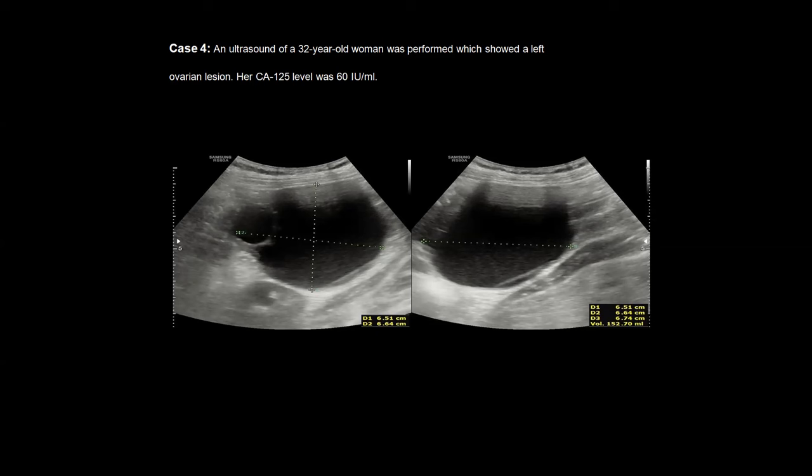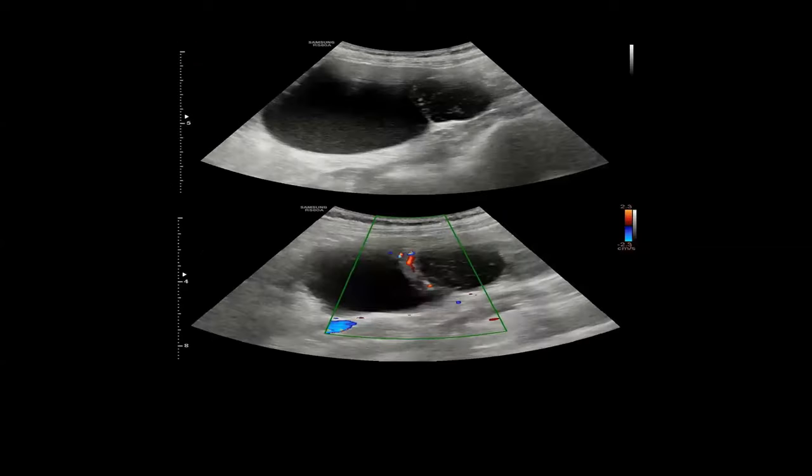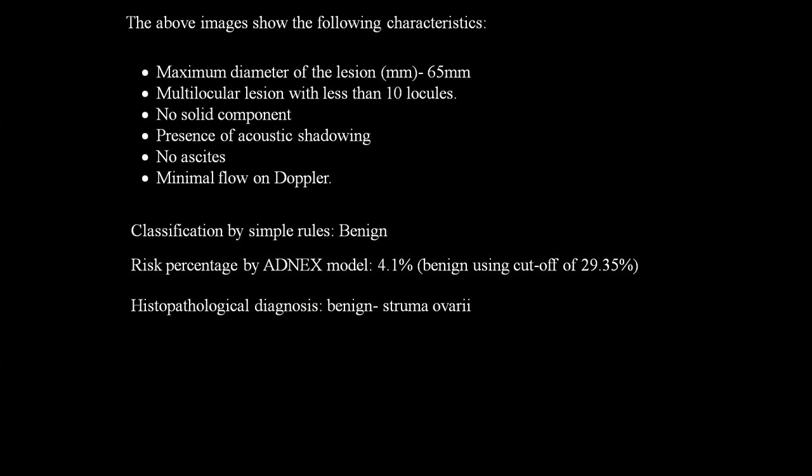Case 4 of a 32-year-old woman. CA-125 level was 60. The maximum diameter of the lesion was 65 mm. Multilocular lesion with less than 10 locules. No solid component. Presence of acoustic shadowing. No ascites. Minimal flow under Doppler. The classification by the simple rules is a benign lesion. The risk percentage by the ADNEX model was 4.1%, and the histopathological diagnosis was benign, that is, a stromal ovary.